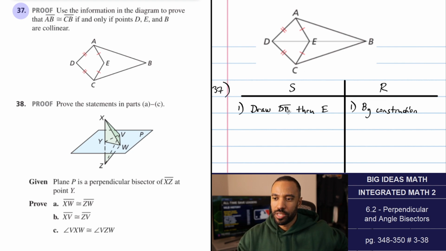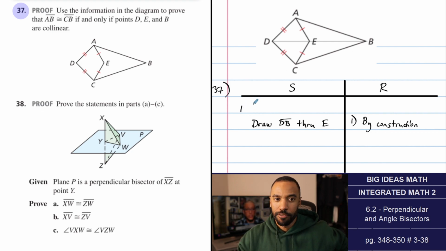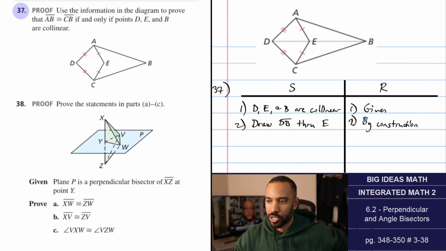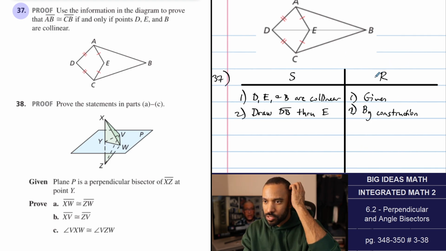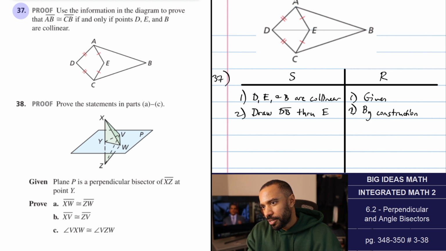Oh, I should actually say number 1: D, E, and B are collinear, since they said if and only if they're collinear. That's our first given. All right, number 2, we can do that thing by construction. Okay, I think that makes more sense. So now we've made triangles, right? We've made triangles here and here.